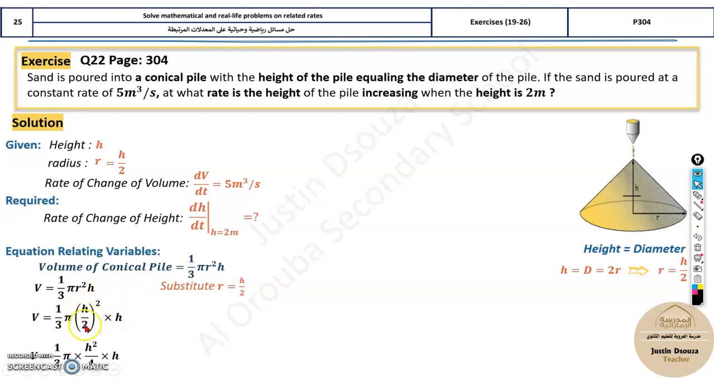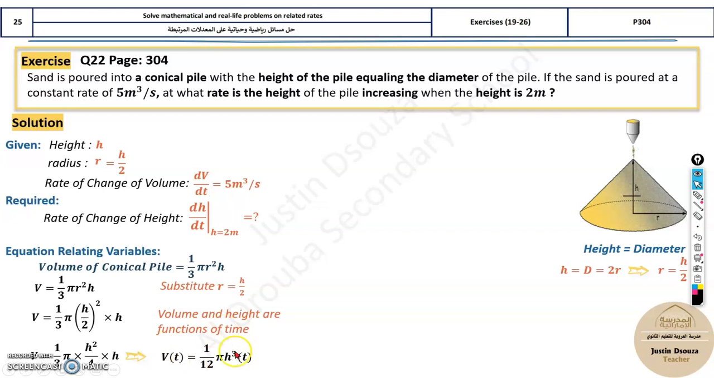Now over here you can square both the sides. h square divided by 2 square is 4. And now rearrange this and write. Over here it will be 1 by 12 pi h cube. So now this is the volume in terms of h. Okay, it's h cube. Why? Because you squared both the sides, you multiplied h over here, 1 by 12, multiply 3 and 4.